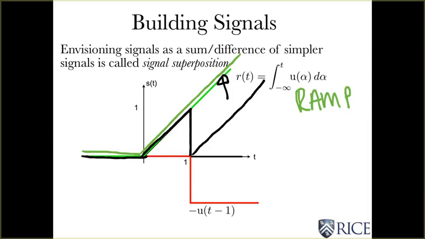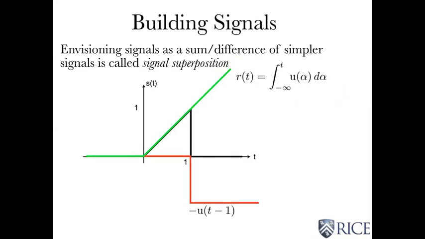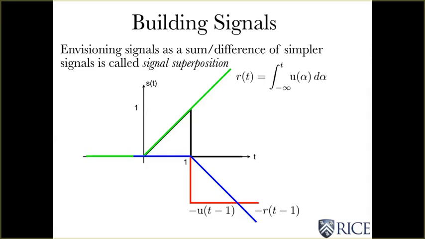Well, that's not quite what we want. We want something that cancels this ramp part in this area, only in that area. What would you do? Think about that for a second. What signal could you add out there or subtract to make that part disappear? And I think you know what the answer is. The answer is a delayed ramp. So we now have our blue signal, which is that delayed ramp. And when you add them all together, you get the black curve.